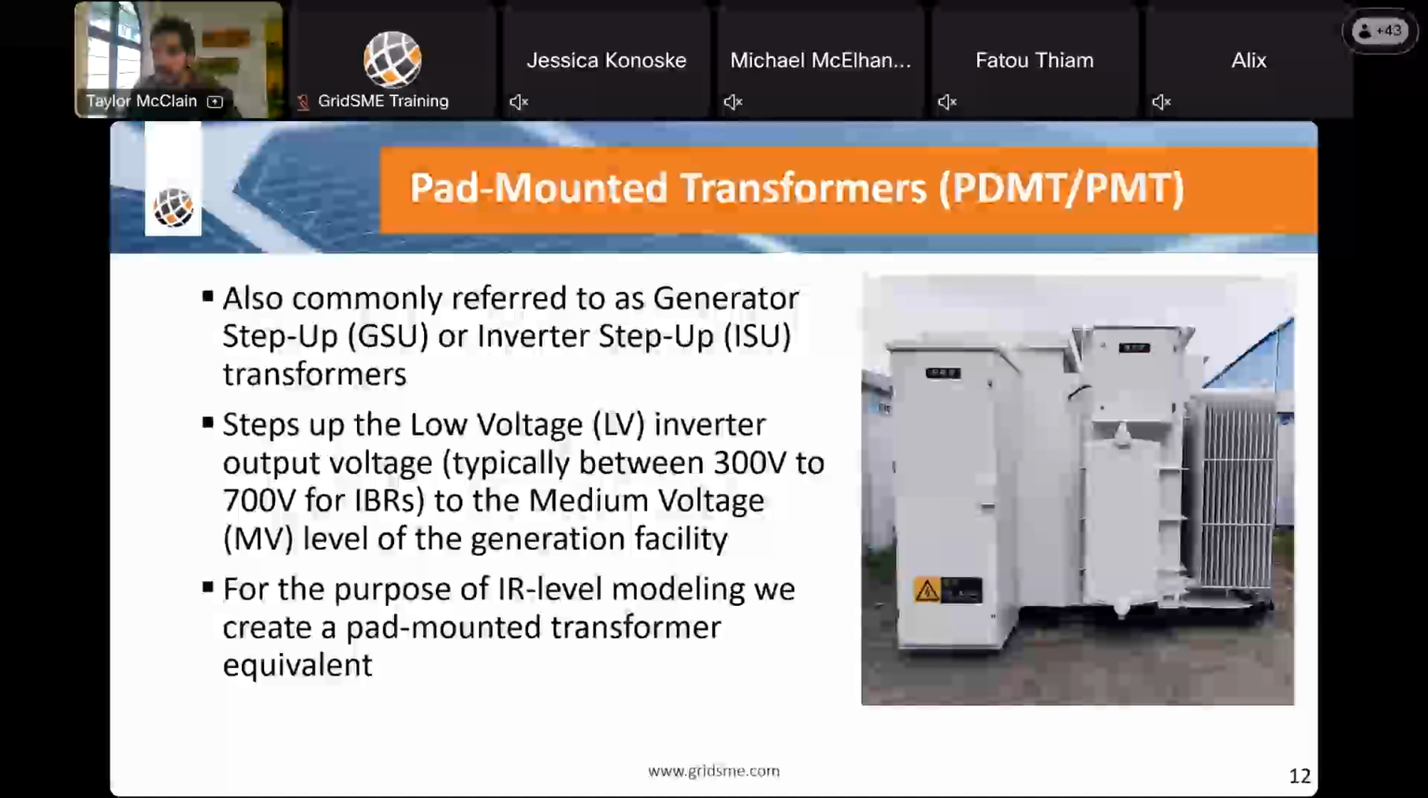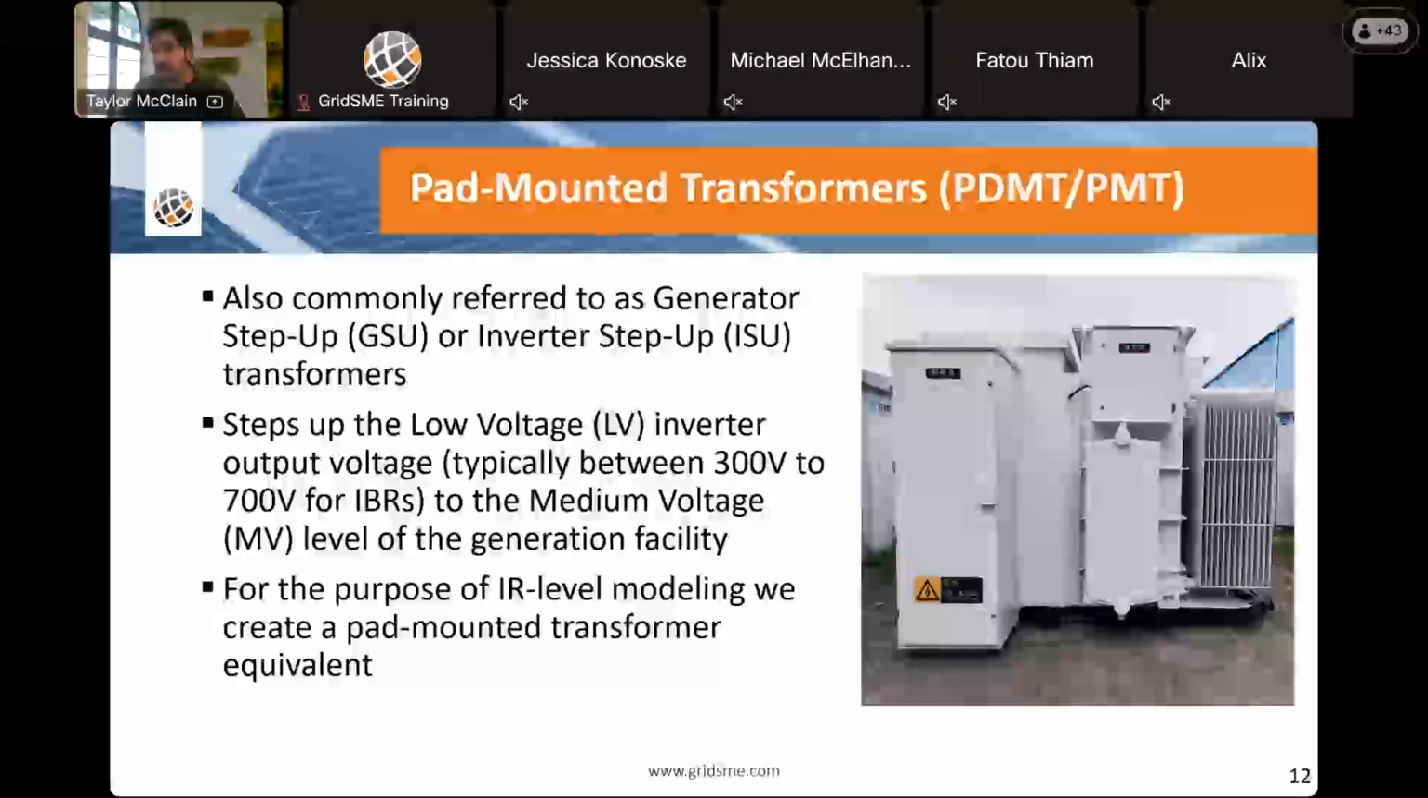We very often refer to it as the GSU. We also see it referred to as the inverter step-up or the ISU. But for us, most typically, we're calling it the GSU, or if we feel that that is going to cause any miscommunications, pad-mounted transformer is always safe to utilize, and typically people will know the terminology.